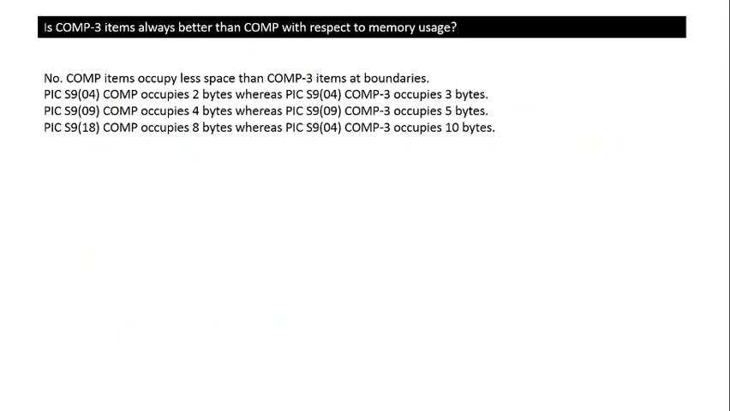Is a COMP-3 item always better than COMP with respect to memory usage? No. A COMP item occupies less space than a COMP-3 item at boundaries. Like if you use PIC S9(4) COMP, it occupies 2 bytes only, but in COMP-3 it will occupy 3 bytes. And S9(9) COMP occupies 4 bytes, but in COMP-3 it will occupy 5 bytes. And S9(18) COMP occupies 8 bytes, but in COMP-3 it will occupy 10 bytes.